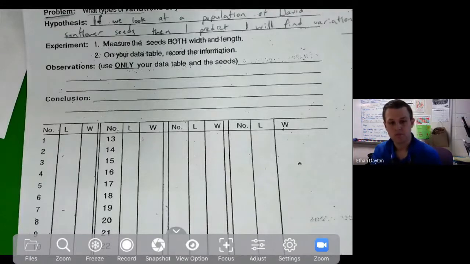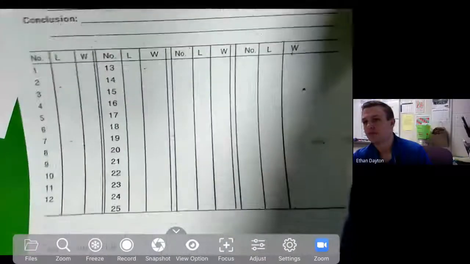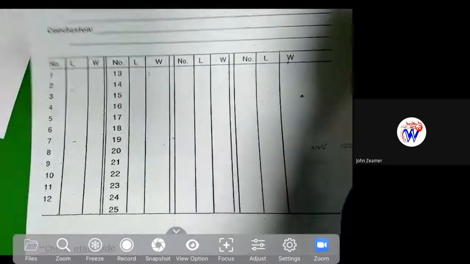Got it? Can you move it up a little? This way? No, the other way.